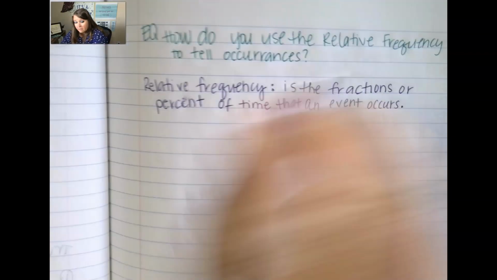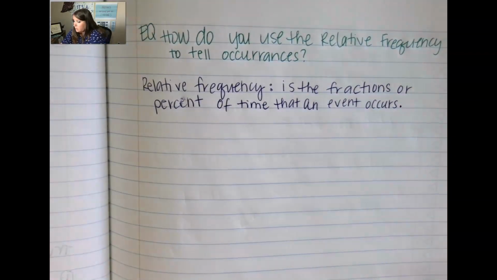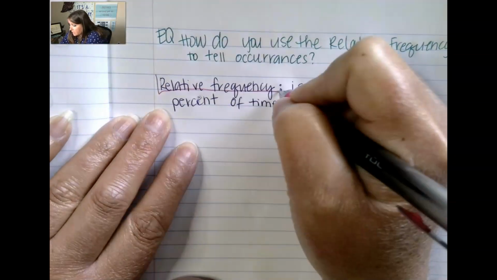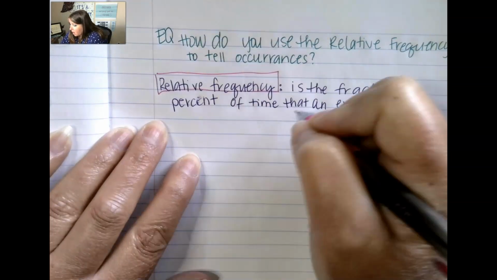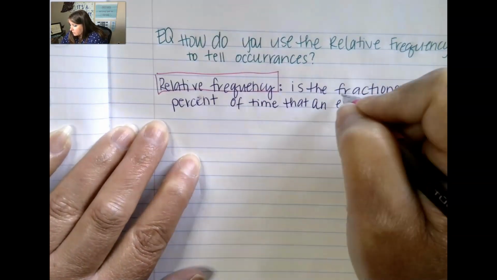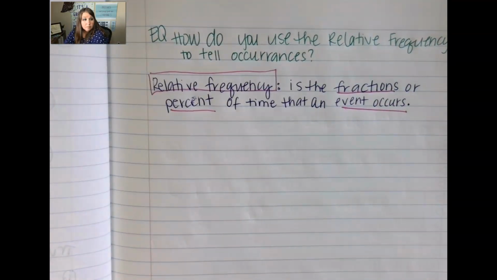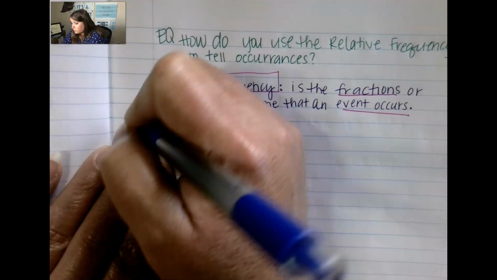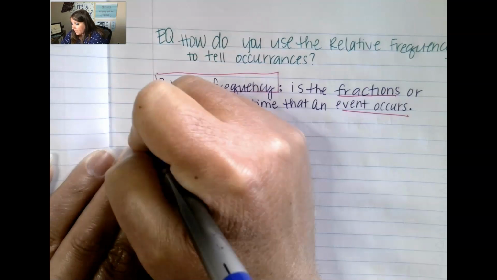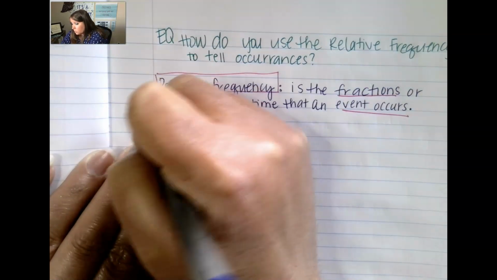Okay, so it's a way for us to measure how often something's going to happen using fractions and percents. We're going to be using frequency tables, and a frequency table uses tally marks. So let me set up the experiment for you for this first one, and then we'll go through it.